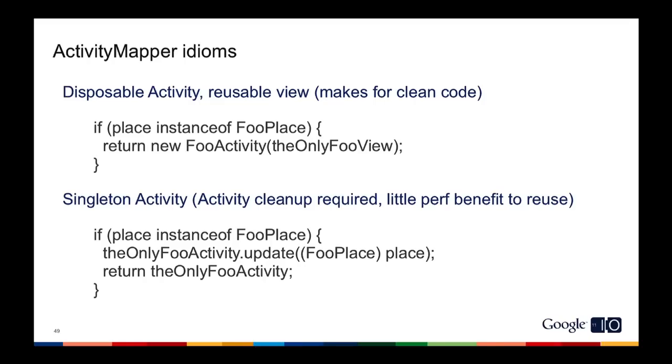Okay, so a couple of activity mapper idioms here. Your code can return a new activity each time the getActivity method is called, in which case your activities are completely disposable. This makes your code the cleanest because you're not having to clean up the state each time. Each time you're just getting a brand new activity and all the state is gone from previous views of that place. But you can also use a singleton activity, where you might obtain it from dependency injection from Gin, let's say, or from your own factory.